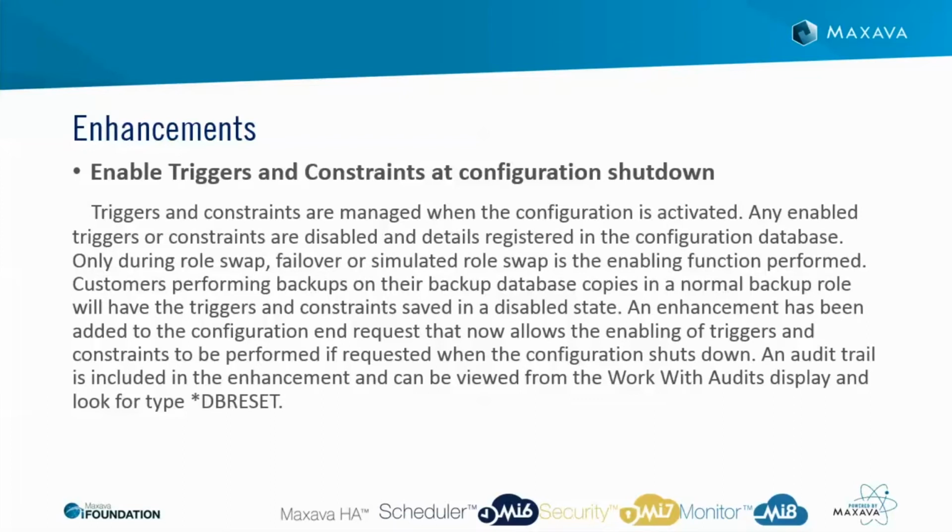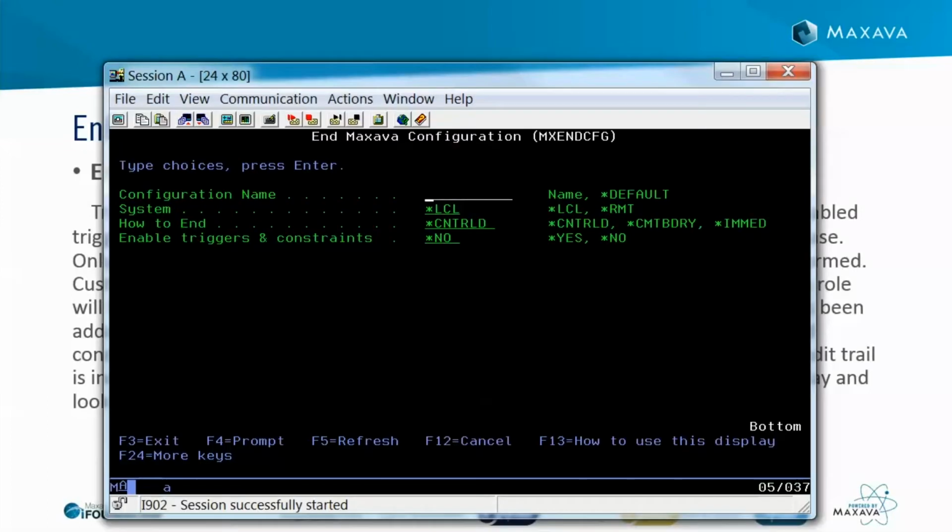RESET. You will see on the Maxava end configuration request that the new parameter enable triggers and constraints has been added. By default, this is *No. If you do wish to enable your triggers and constraints, then set the parameter to *Yes when ending the configurations.